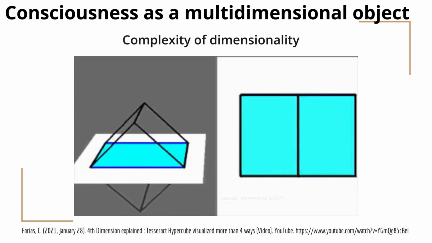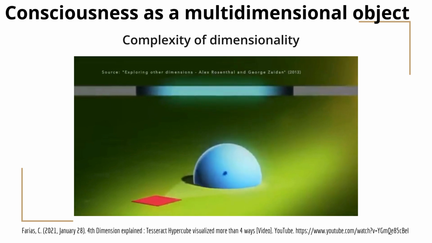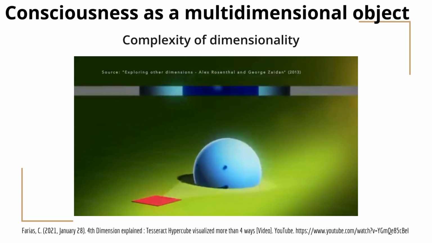And the best illustration is the view of a sphere passing through a 2D plane from a flat square's perspective. The bar at the top of the screen shows you what the flat square sees. Cool, right?